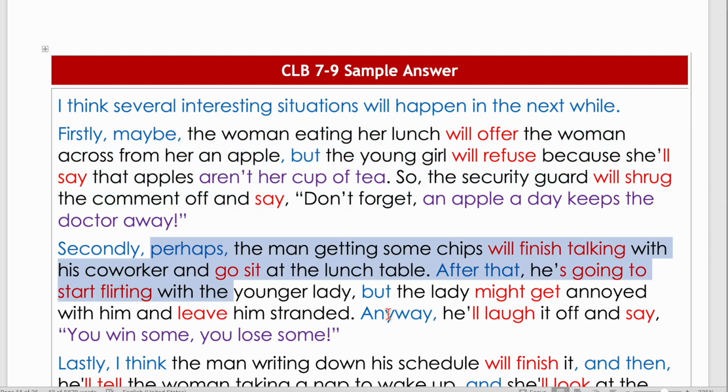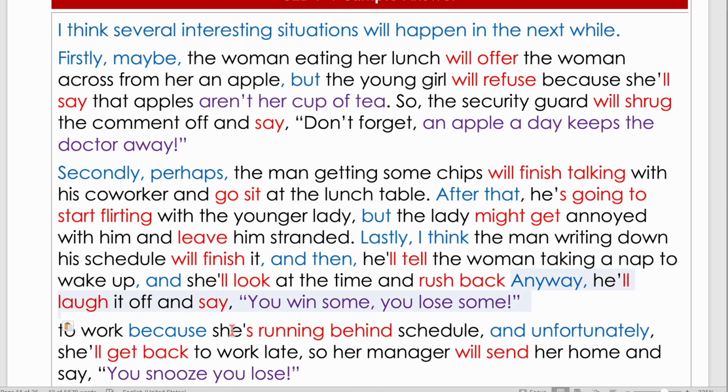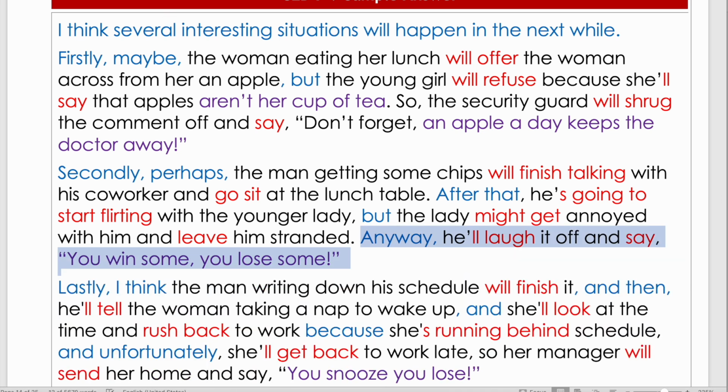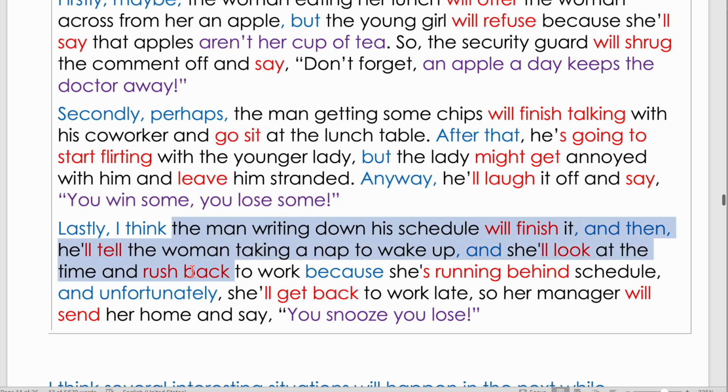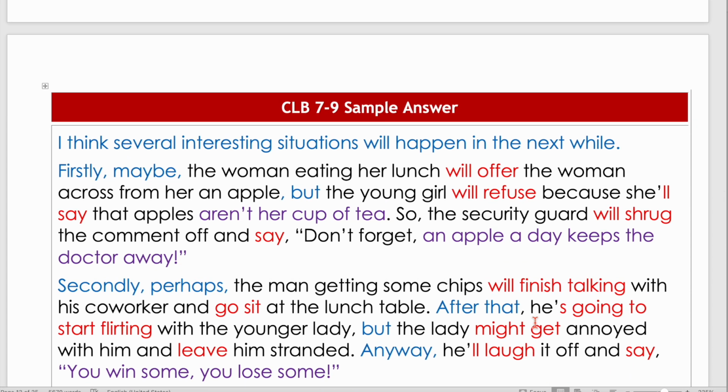We said this one, we said this idea, and we extended it like this. So extending your ideas, it's always good. And then, of course, our language, okay?